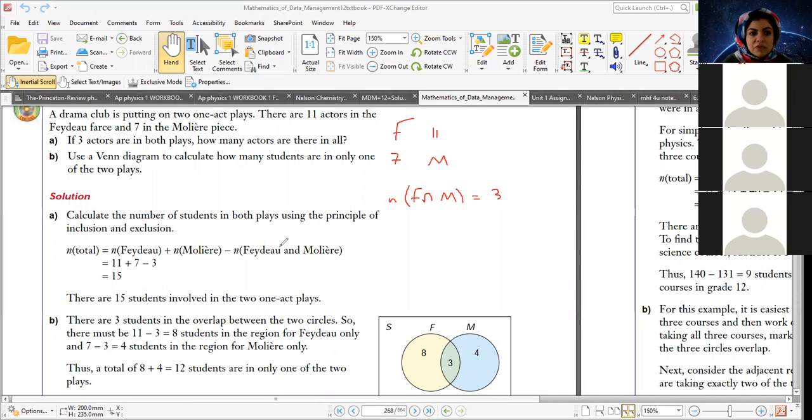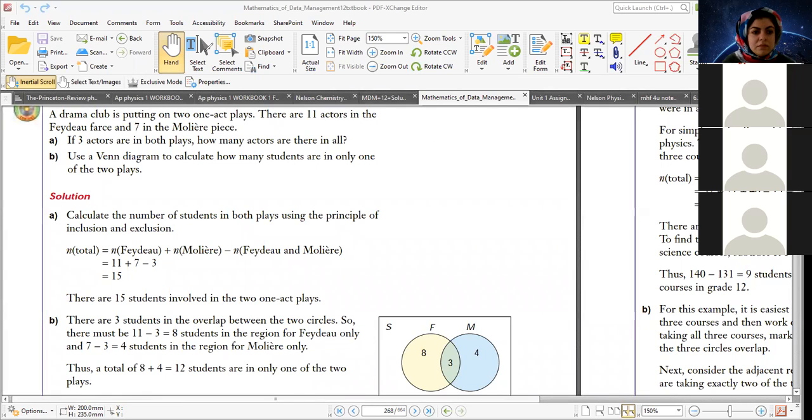See, in the middle is going to be 3 because the 3 of them is both. Now how do I figure out 8 and 4? Simply, you minus it by 3, and here you minus it by 3. 11 minus 3 is what? 8. 7 minus 3 is 4. And that would be your Venn diagram.